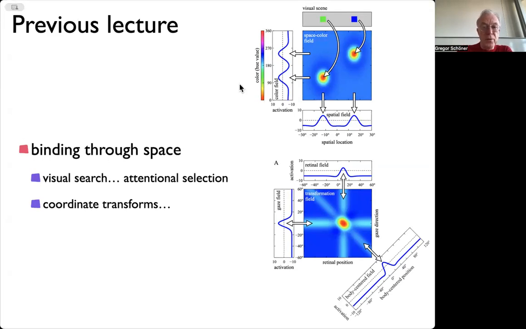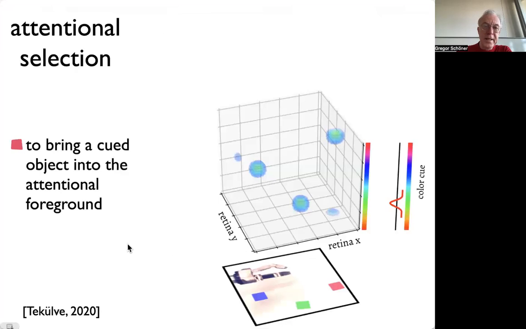So remember, binding through space, having neurally or anatomically bound dimensions like color and space bound together, and then we were able to extract information that's in there or also assemble that. And we also showed it's useful for coordinate transforms. In particular, attention selection was important.